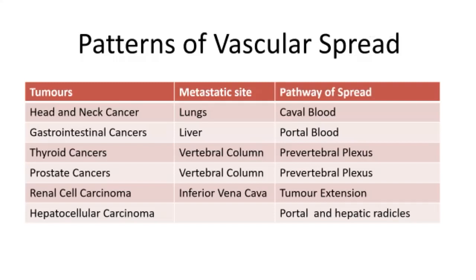For gastrointestinal cancers, it is the liver through the portal bed. Thyroid cancers spread to the vertebral column through the prevertebral plexus. Prostate cancer also goes to the vertebral column through the prevertebral plexus. Renal cell carcinoma spreads via the inferior vena cava, because there can be direct tumor extension. So once the renal cell carcinoma is formed, these cells transfer into the inferior vena cava and extend up beyond the abdominal aorta, beyond the inferior vena cava. Hepatocellular carcinoma usually spreads to portal and hepatic radicals.